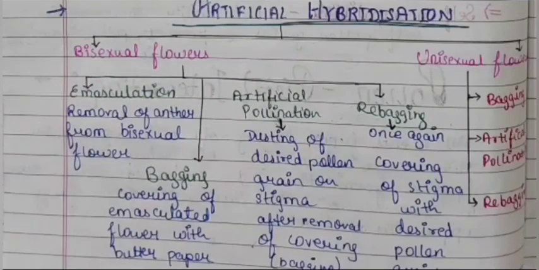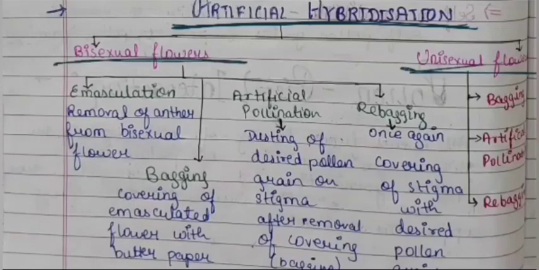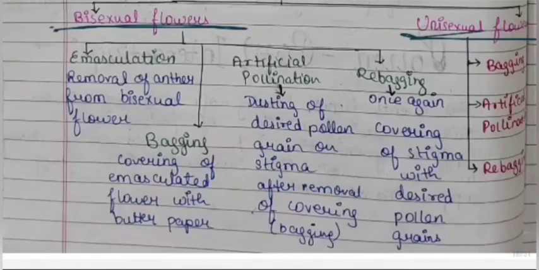Now we are going to start with the topic artificial hybridization. The flowers have been classified into two types, right? That are bisexual flowers and unisexual flowers. In case of bisexual flowers, the male part, that is the anther, has to be removed from the flower. This process is known as emasculation, as the anther is removed from the flower.